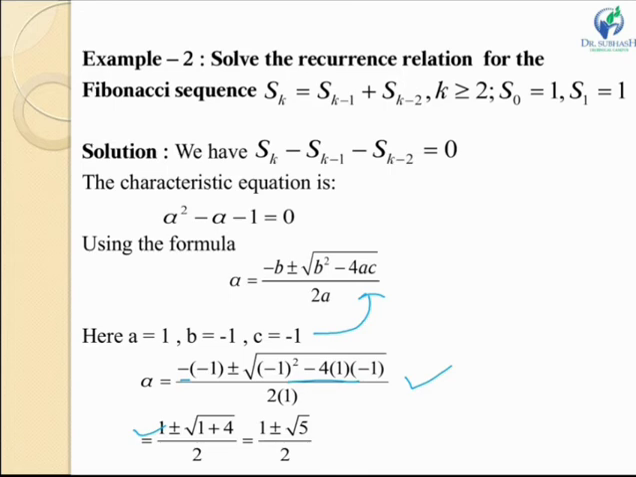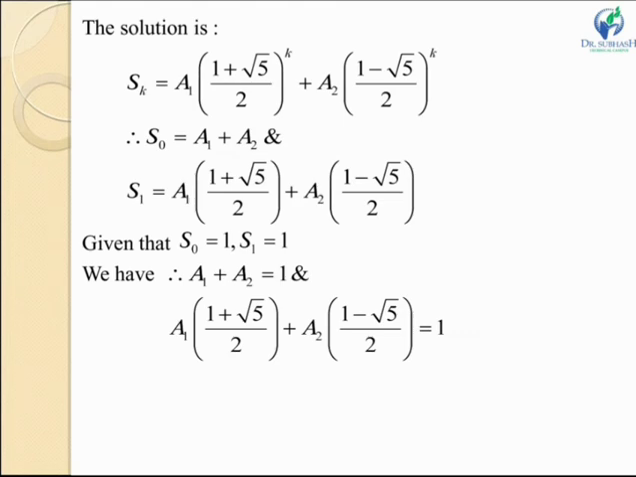Now again these are real and distinct. This can be written as (1 plus root 5) by 2 and (1 minus root 5) by 2. So the solution will be S_k equal to A1 times the first root, (1 plus root 5) by 2, raised to k, plus A2 times the other root, (1 minus root 5) by 2, raised to k.